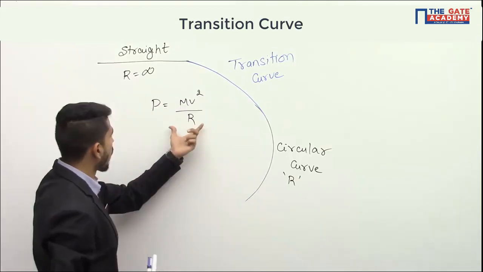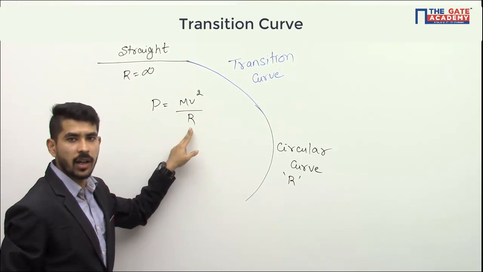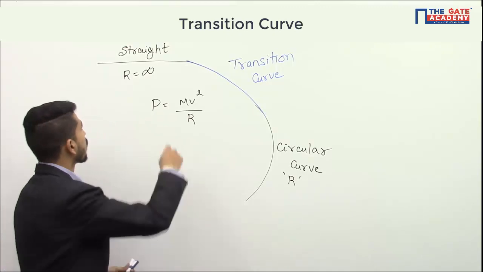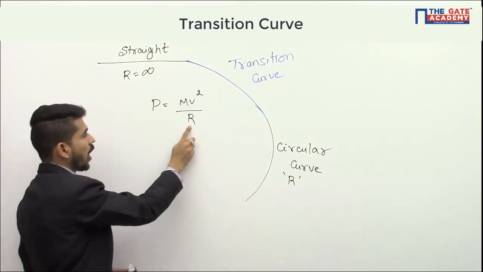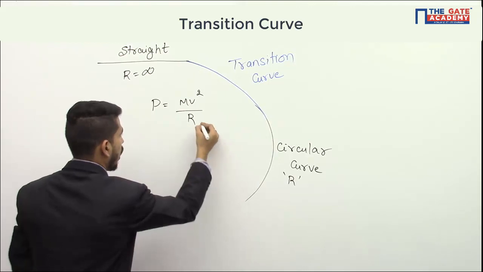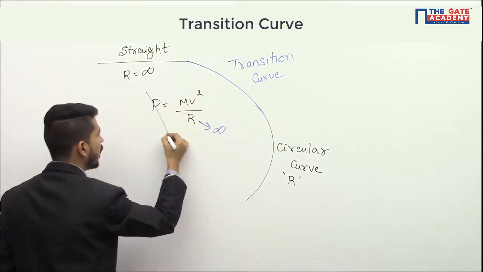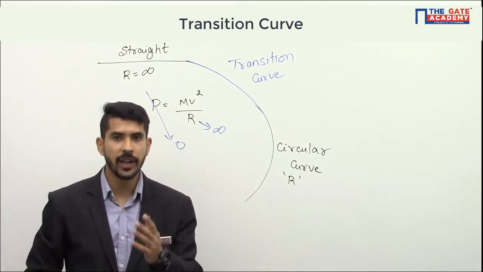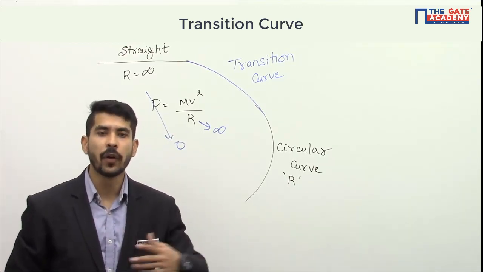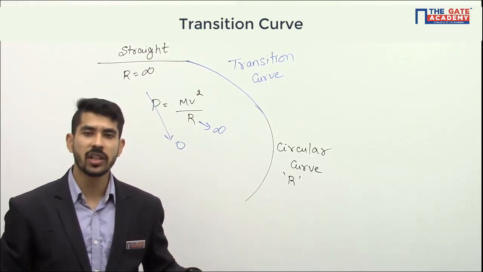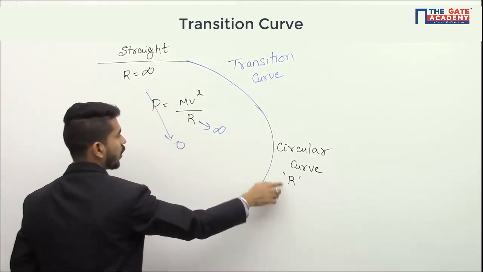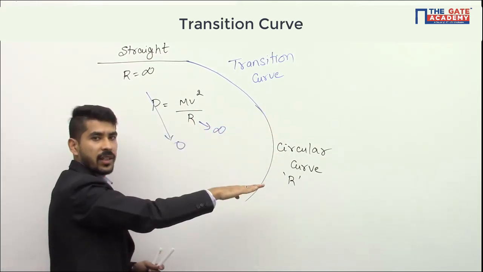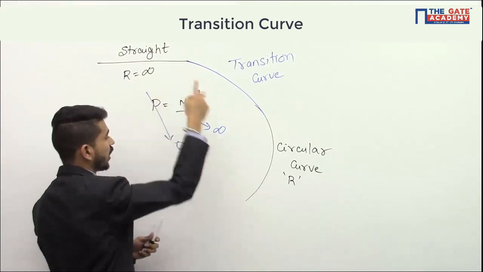So, see here, P equal to mv square divided by r. R is the radius, v is the speed, m is the mass of the vehicle, and P is the centrifugal force. If you substitute r equal to infinity, this P value will be equal to 0. And rightly said, on a straight highway we never experience this kind of outward force. But when you are moving on a circular track, the radius decreases from infinity to r. When your denominator value is decreasing, this was infinity, now it is capital R.